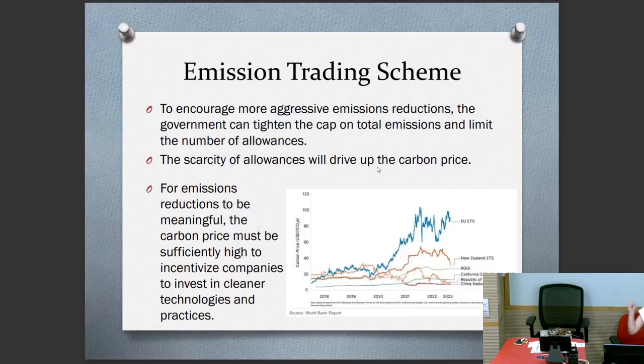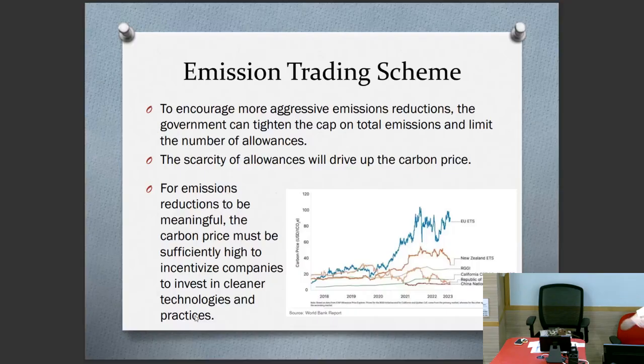All right, so it's based on supply and demand. For emissions reductions to be meaningful, the carbon price must be sufficiently high to incentivize companies to invest in cleaner technology and practices. If you want organizations to invest in renewable energy, they have to do some investment, and they will only do it when it is profitable.